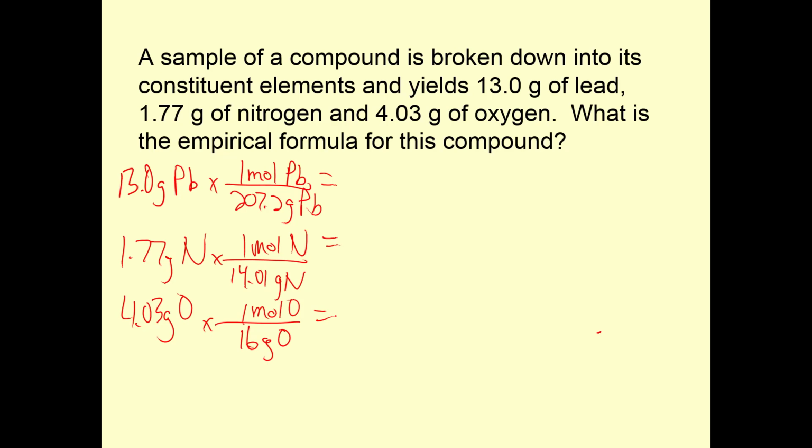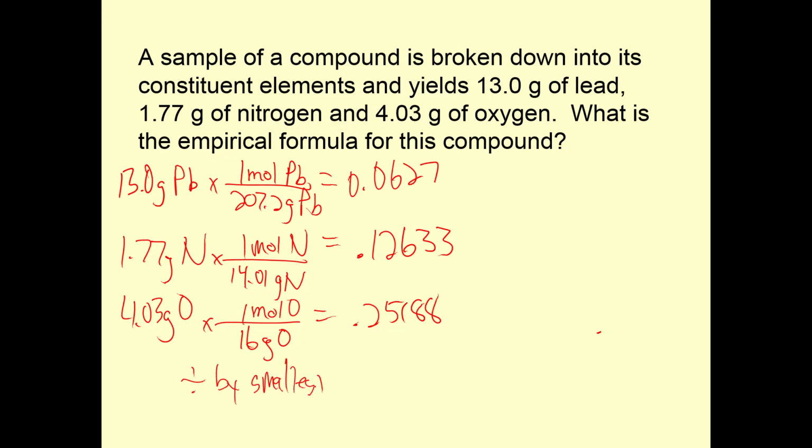So then I do this math, and I get 0.0627. 1.77 divided by 14.01 is 0.12633. And then 4.03 divided by 16 is 0.25188. So remember, I want to get these into whole numbers. So the next step is divide by smallest. That way my numbers will all be at least 1.